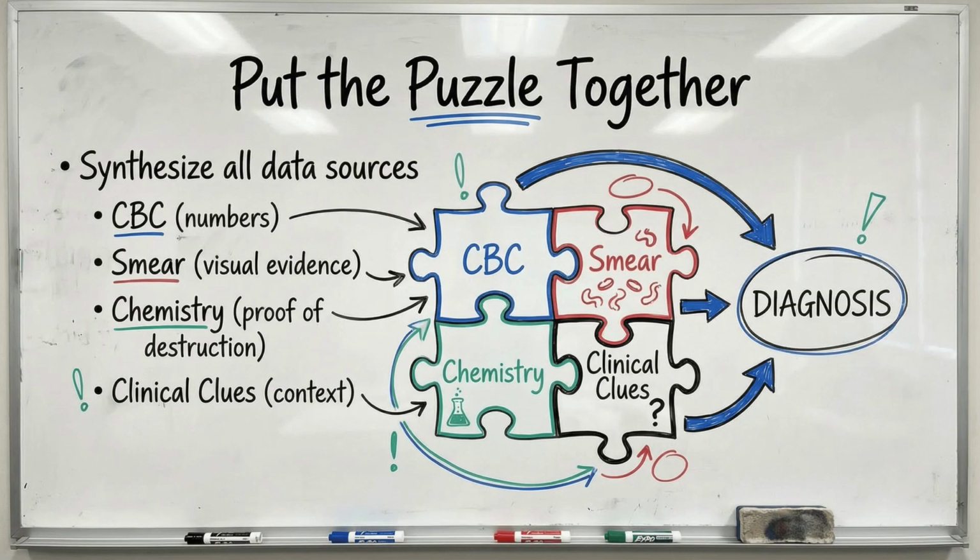You can't rely on just one piece of the puzzle. You need to put all the data together to get the complete picture. The CBC gives you the quantitative numbers. The peripheral smear provides the crucial visual evidence of what's happening to the cells. And the chemistry panel confirms the destruction and helps differentiate types of hemolysis. Add to the patient's clinical history and symptoms, and you start to see the full story.